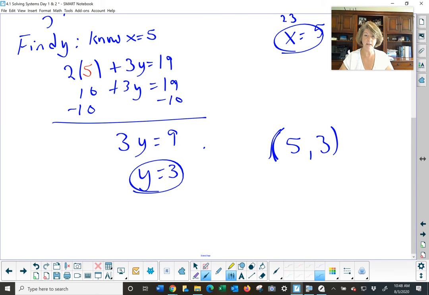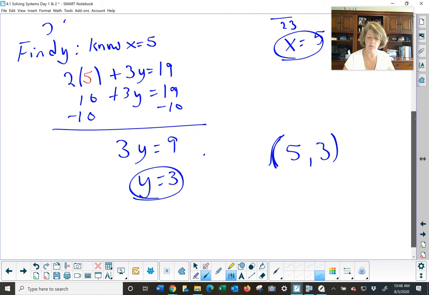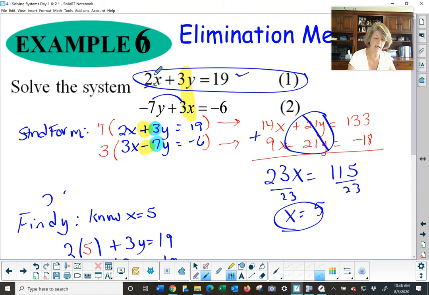Of course, we could check our answers, just like we did on day 1 where they gave us solution pairs. Check out, does 5, 3 work in each of those equations? You should find that they do.